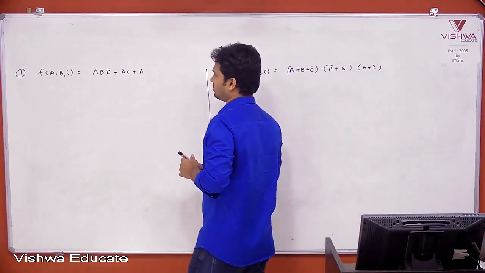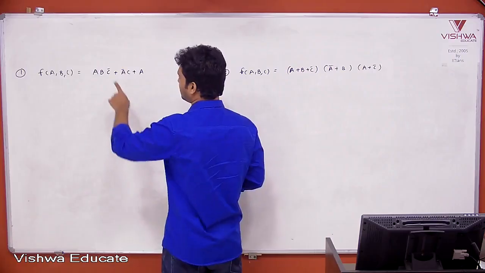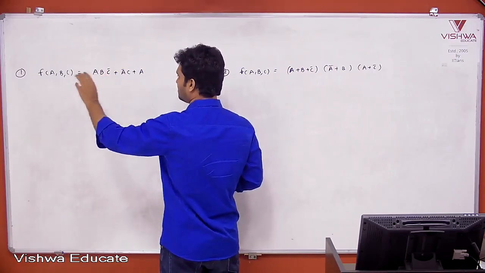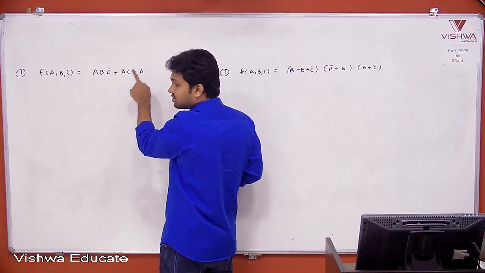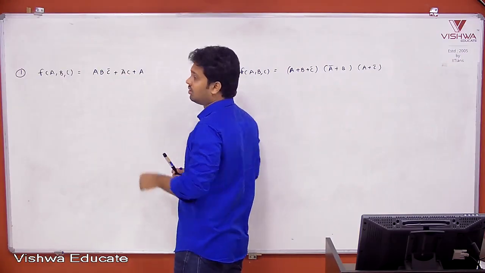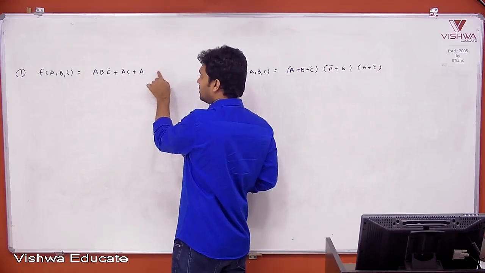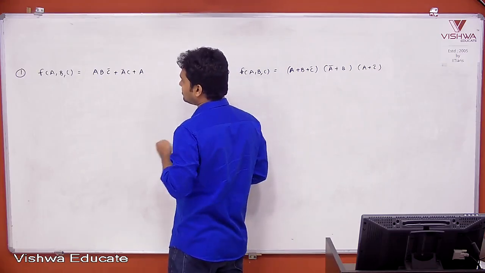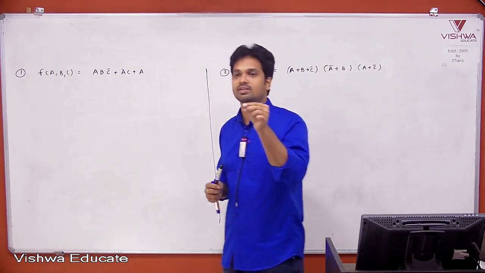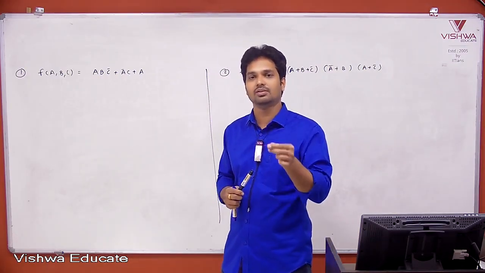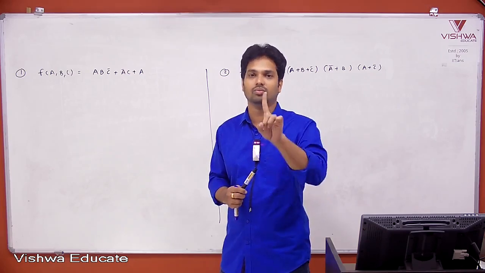Now, firstly, you understand the basic concept. Here A, B, C, all terms are present, no problem. Here A and C are present, but what is missing? B is missing. Here A is present, B, C are missing. Then how to get these terms in with B and C, we know one concept: A plus A bar, B plus B bar, C plus C bar are equal to 1.